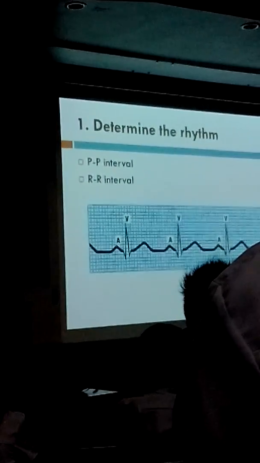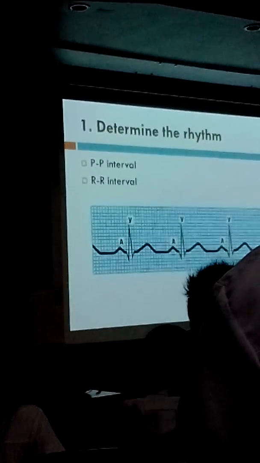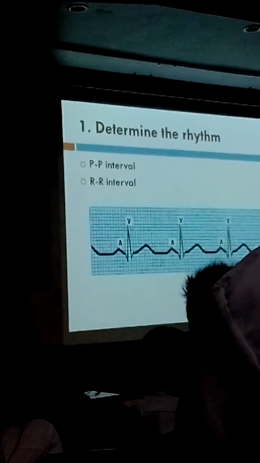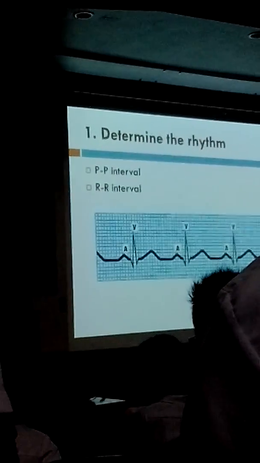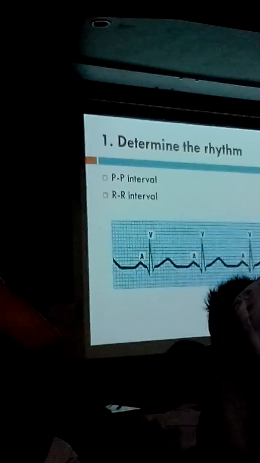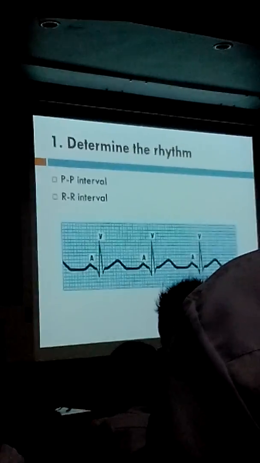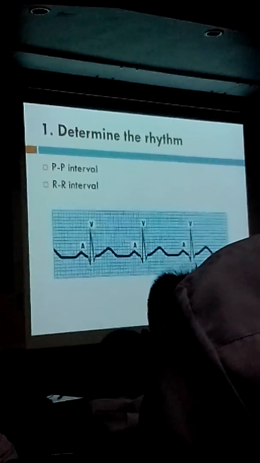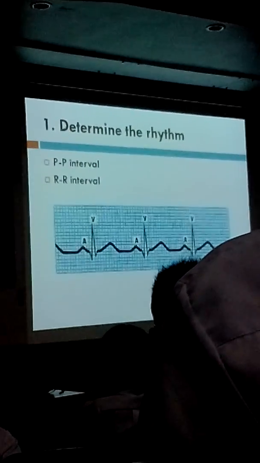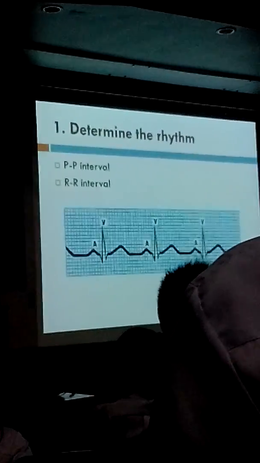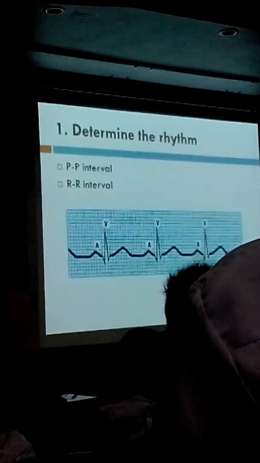When we talk about sinus rhythm, the heart rate should be 60 to 100, because we consider that the depolarization or the impulse conduction comes from your sinoatrial node before it travels into the Purkinje system. So normally that should be within 60 to 100. Anything below or beyond that is already abnormal.